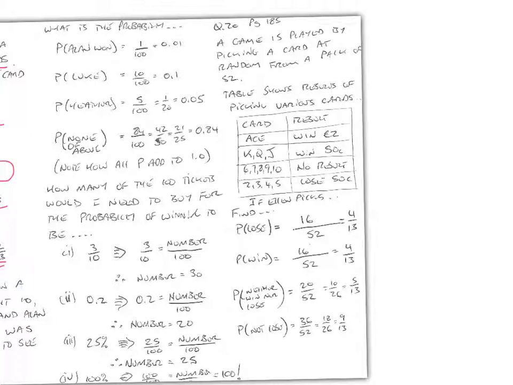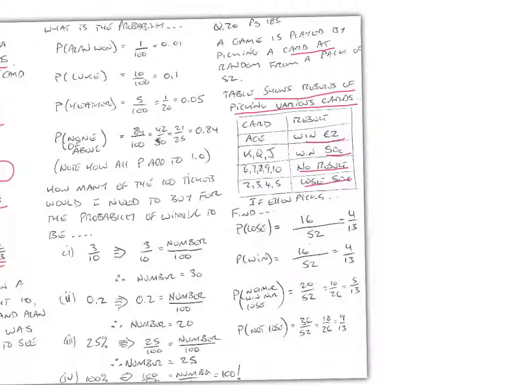Okay, a game is played by picking a card at random from a pack of 52. Okay, and this table shows the results of picking various cards. So if you pick an ace, you win €2. King, queen, or jack, 50 cents. 6, 7, 8, 9, 10, no result. 2, 3, 4, 5, and you lose 50 cents.